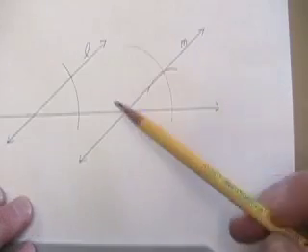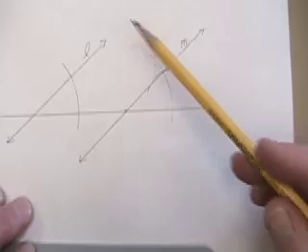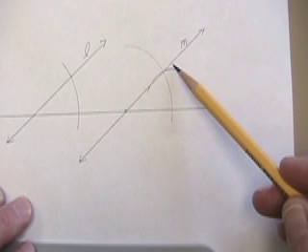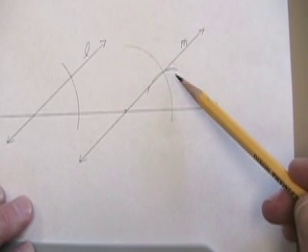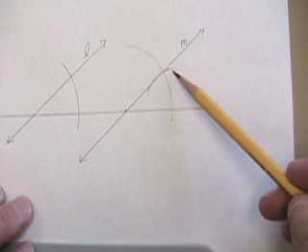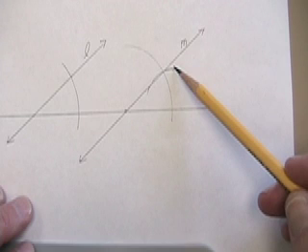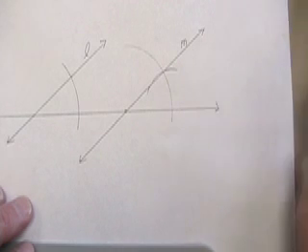And therefore, line L is now parallel to line M, and therefore using only the straight edge and compass, I have created two parallel lines.